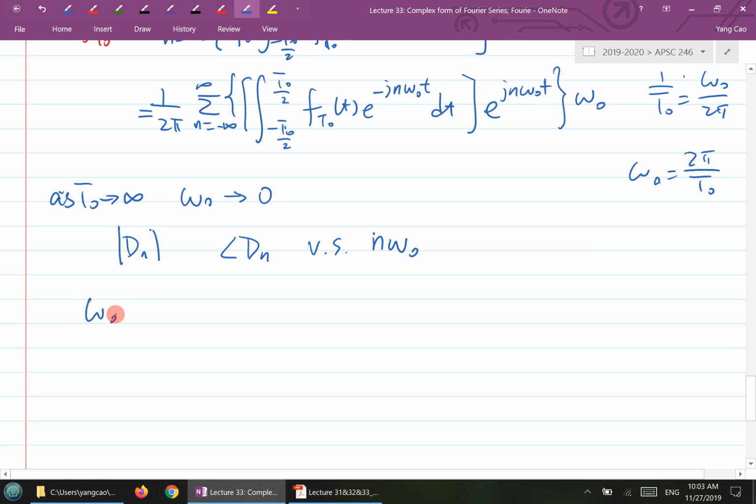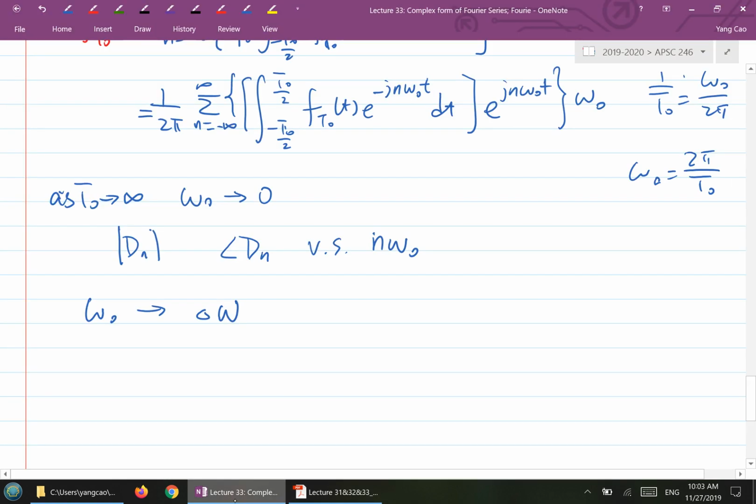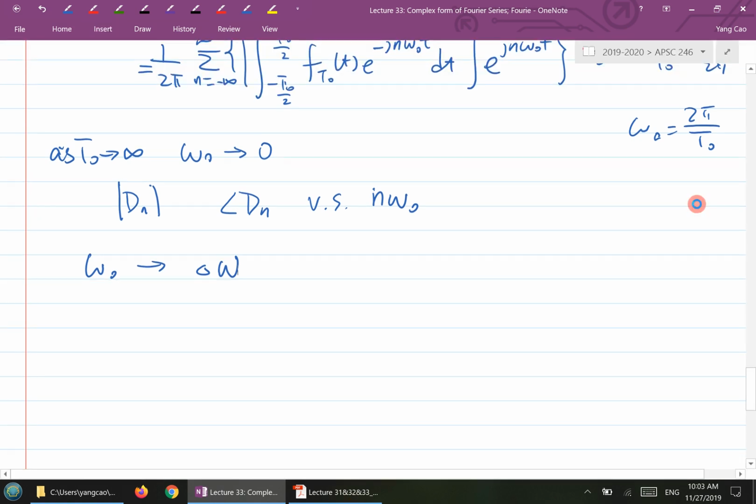And by the way, I just want to show you the importance of learning math. Omega naught, I can think of it as a delta omega, because basically the interval between these is omega naught. It's like a delta omega here. So I'm going to replace a couple of things within that formula. We're going to replace omega naught with delta omega.